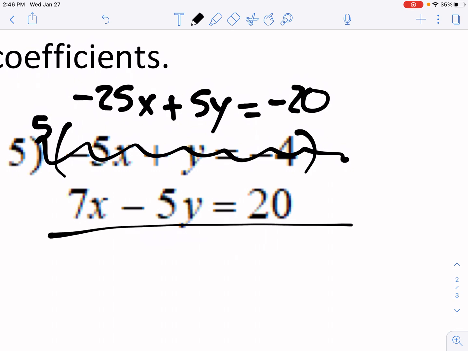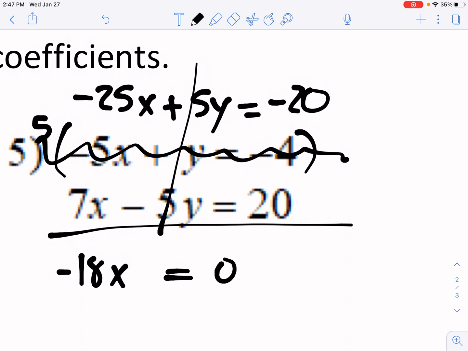I have a negative 25x, and I'm going to add that to 7. Again, we have different signs, so we're going to subtract and get 18, but the larger value is negative. Our opposites cancel out, and then we have a negative 20 and a positive 20. Well, those are opposites too, but we need a constant on the other side so we can solve. So that's going to give us a negative 20 and a positive 20, 0.